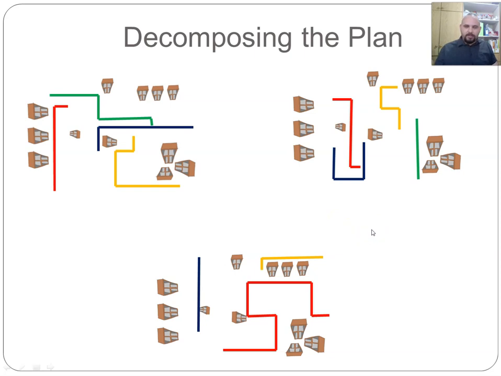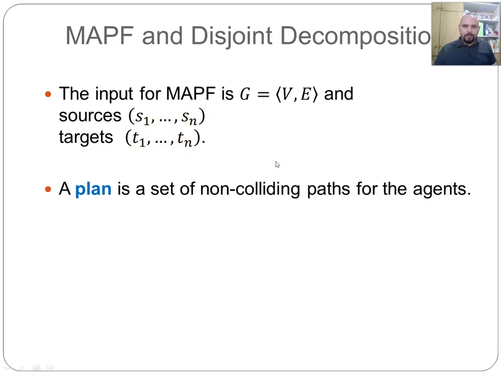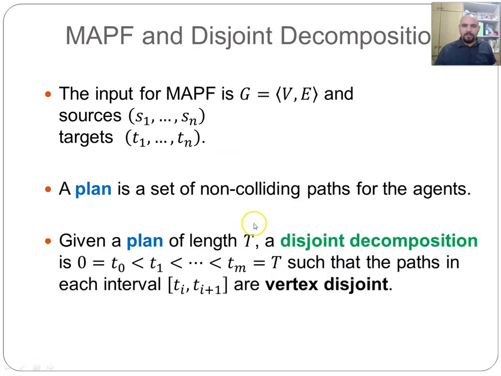So formally, what is this disjoint decomposition? The input for multi-agent pathfinding is a graph, consisting of vertices and edges, a list of sources for the agents, and a list of targets for the agents. A plan for multi-agent pathfinding is a set of non-colliding paths for the agents. Given a plan of length, say, t, a disjoint decomposition of the plan is a partition of the times between 0 and t, such that within each interval, the paths themselves are vertex disjoint, as we saw in the previous example.